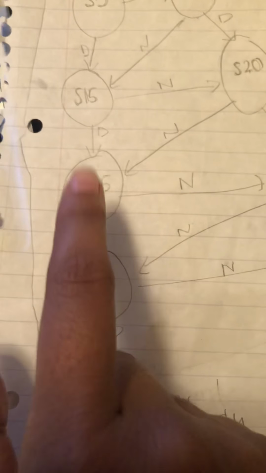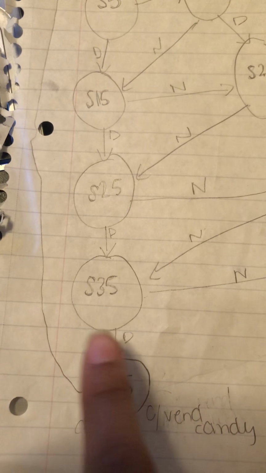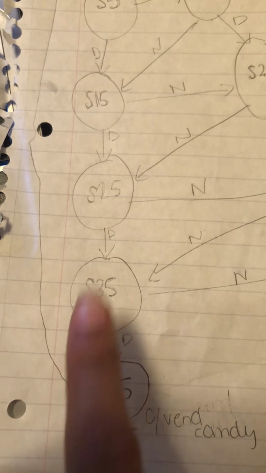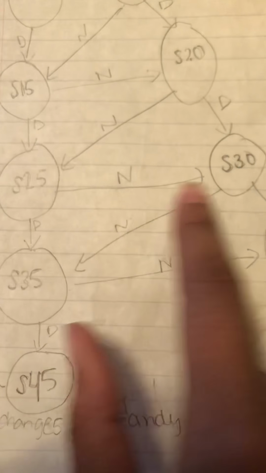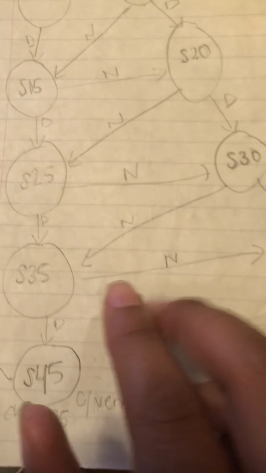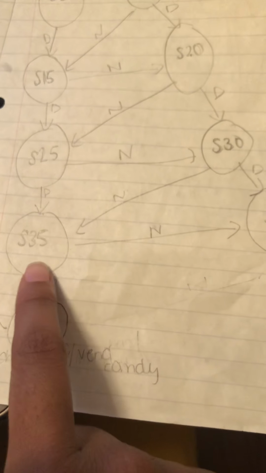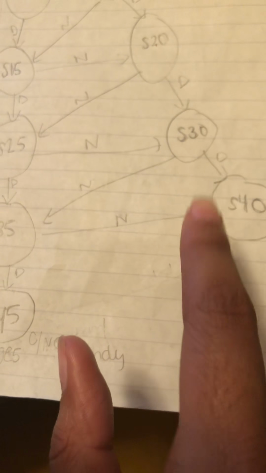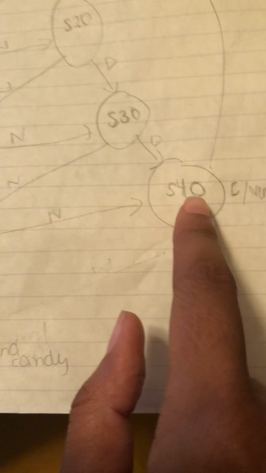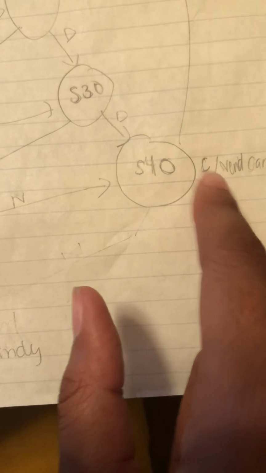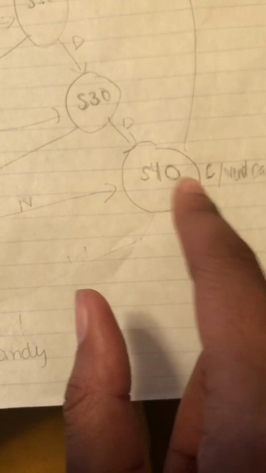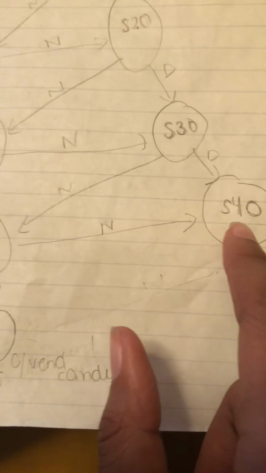If I'm at state 25, if I put a dime in, I'll be at state 35, which means 35 cents has been inserted. If I put a nickel in, I'll be at 30 cents. If I'm at 30 cents and I put in a nickel, I'll be at 35 cents. If I put in a dime, I'll be at 40 cents, which means my item can be released because it amounts to 40 cents. So my item is candy, so my vending machine will release the candy bar.